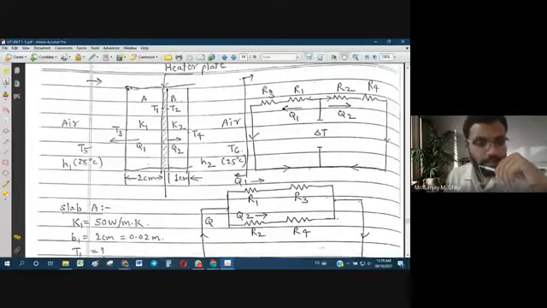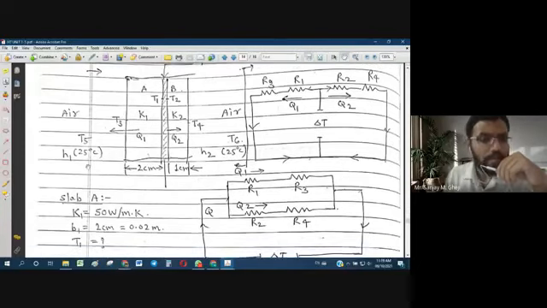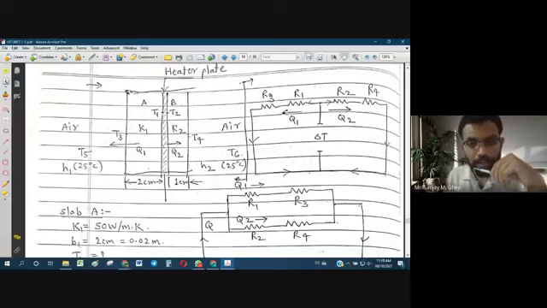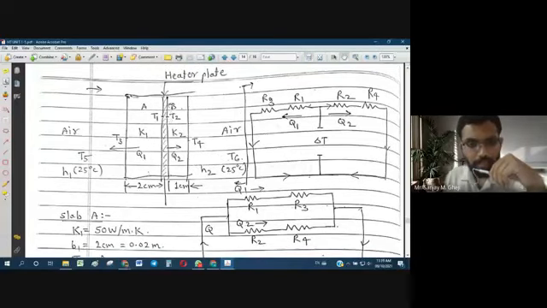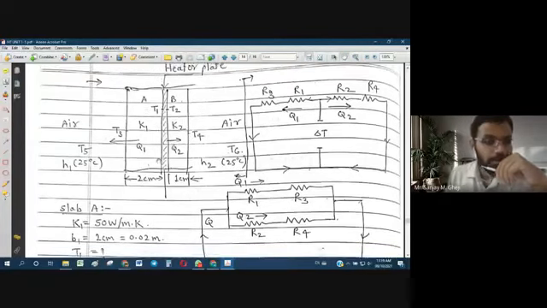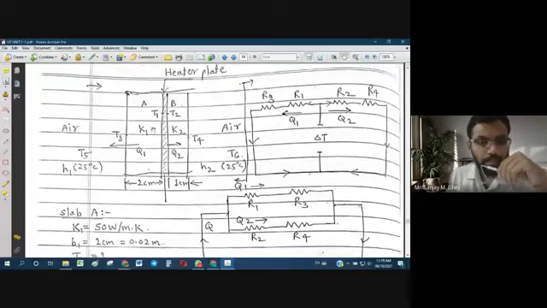But in this problem, T5 is 25 degrees Celsius and T6 is 25 degrees Celsius. The temperature gradient is in decreasing order: T1, then T3, then T5. In the same way on the right-hand side, heat transfer is taking place from T2 to T4, then from T4 to T6.